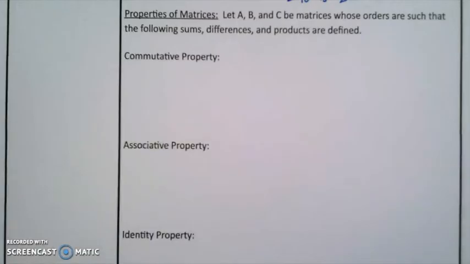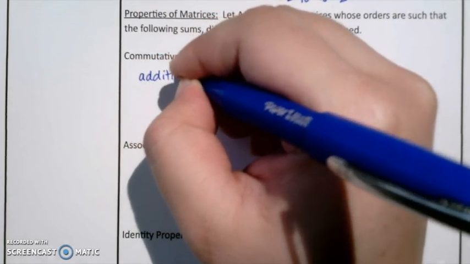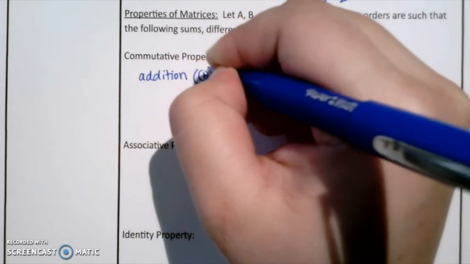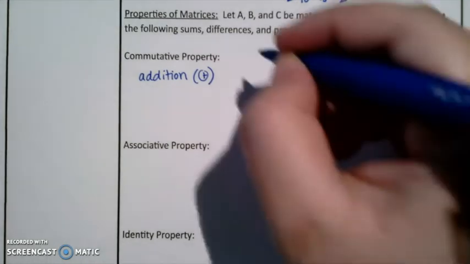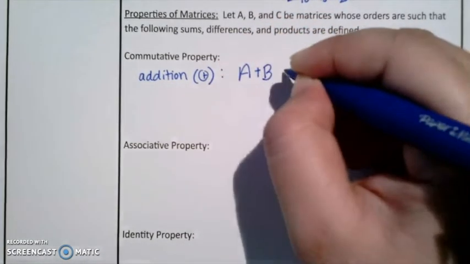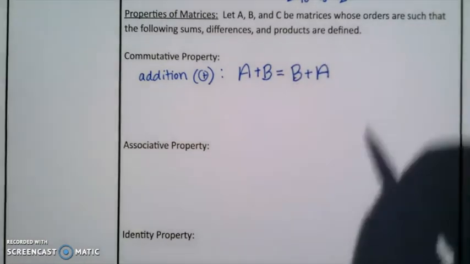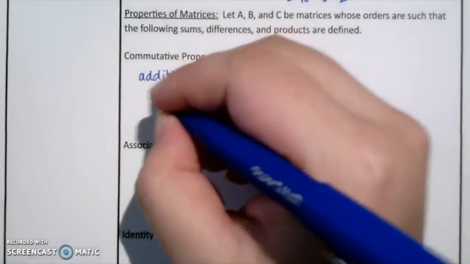The last thing we're going to talk about for this section is the properties of matrices. So remember I said that matrices are not commutative with multiplication. So we're going to summarize those properties. So commutative property for addition, which from here on out I'll just abbreviate with a circled plus sign, is going to be that matrix A plus matrix B equals matrix B plus matrix A. And that is true for all matrices.